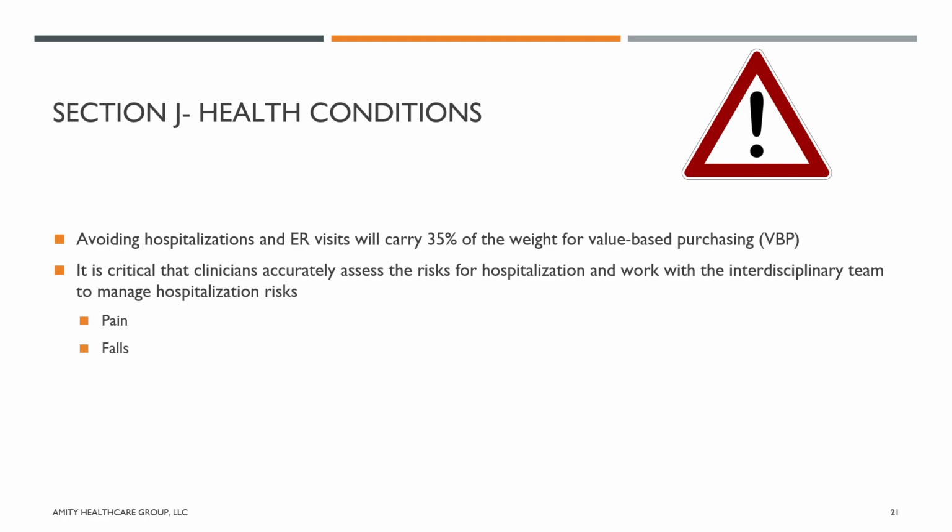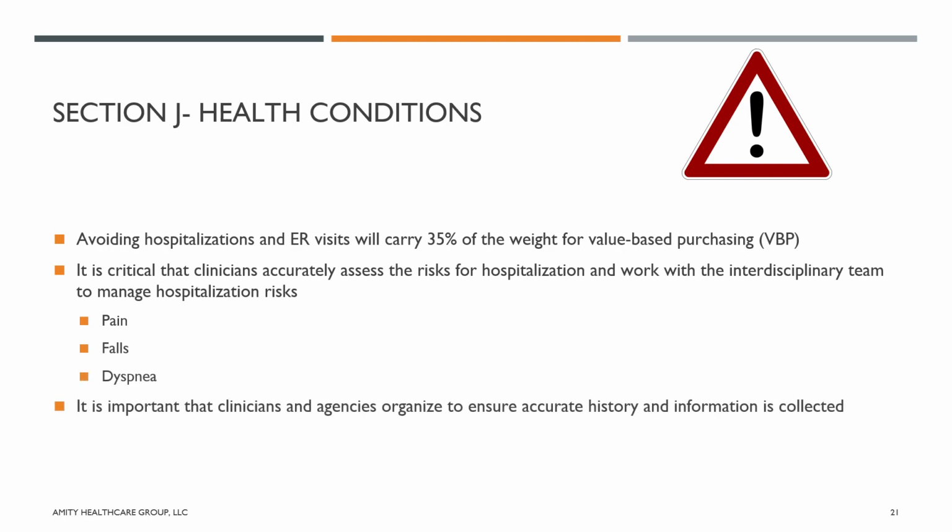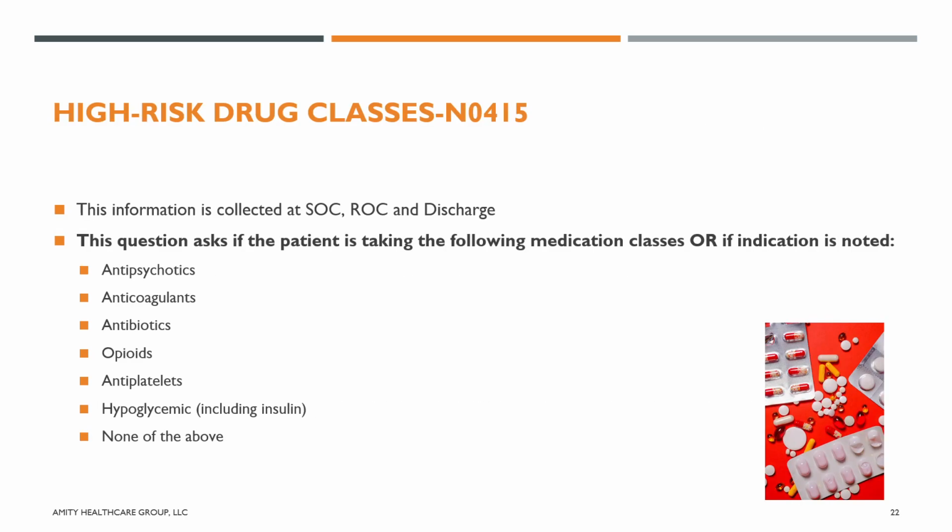Things such as pain, risk for falls, recent falls, right? History of falls, dyspnea. Those are some of the key ones that usually increase that risk exponentially. And it's really important that we get that accurate history so that we can rate that risk accordingly.